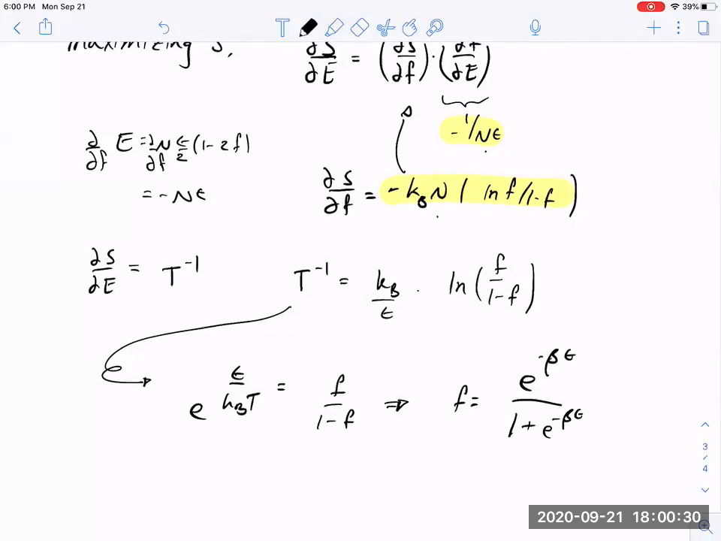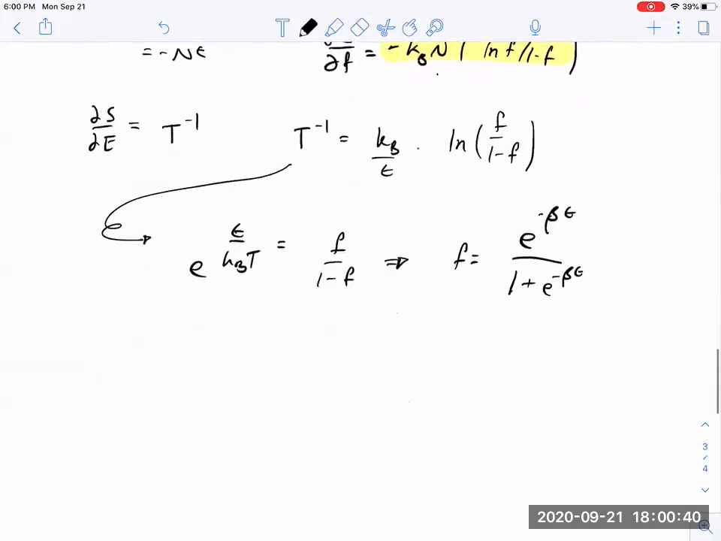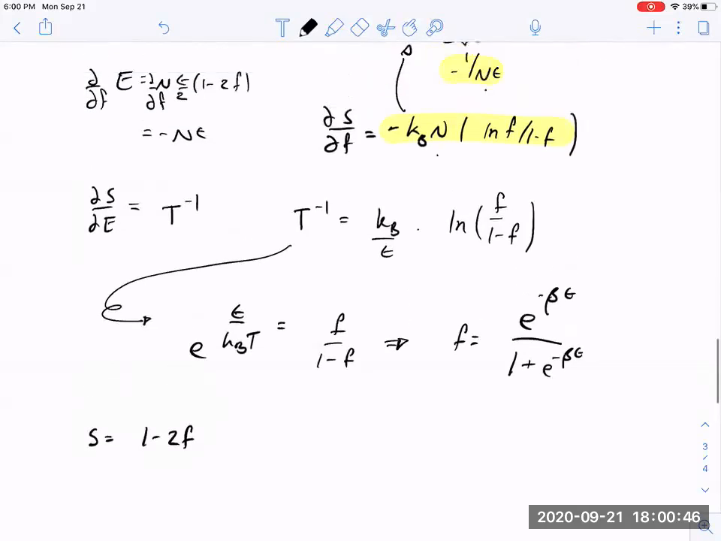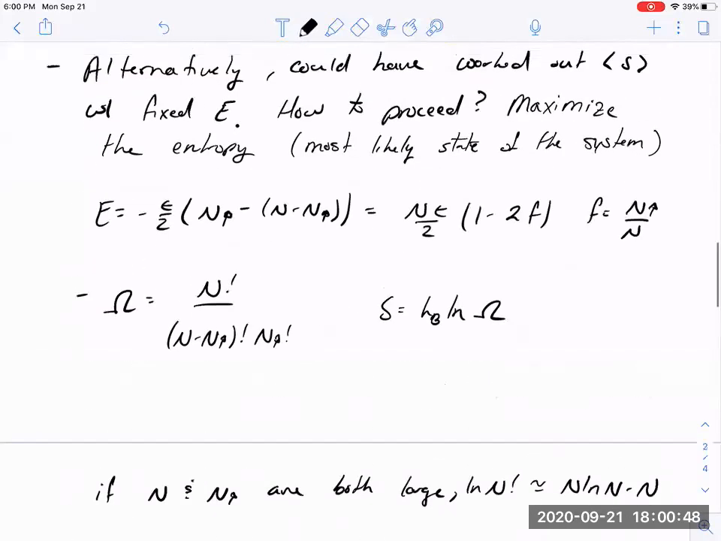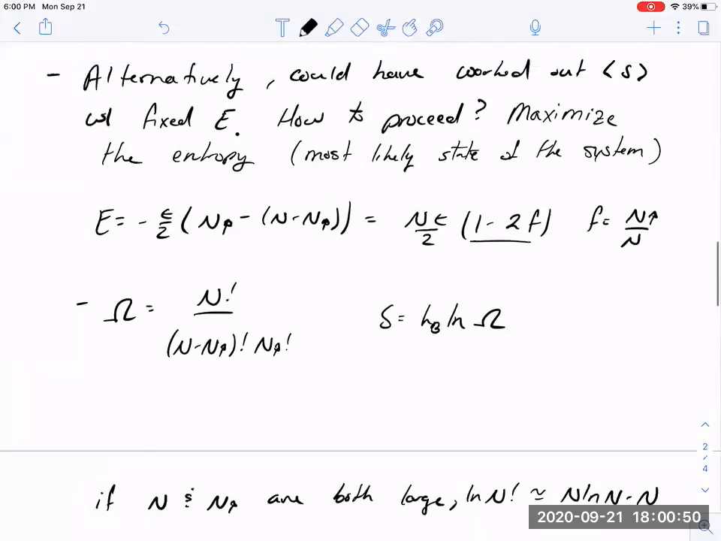That's not quite what we worked out before. We didn't ask for the fraction of spins up. We asked for the net magnetization of a single spin. But these two things are related. s is nothing but 1 minus 2f. That follows from this equality. That's the net magnetization per spin.